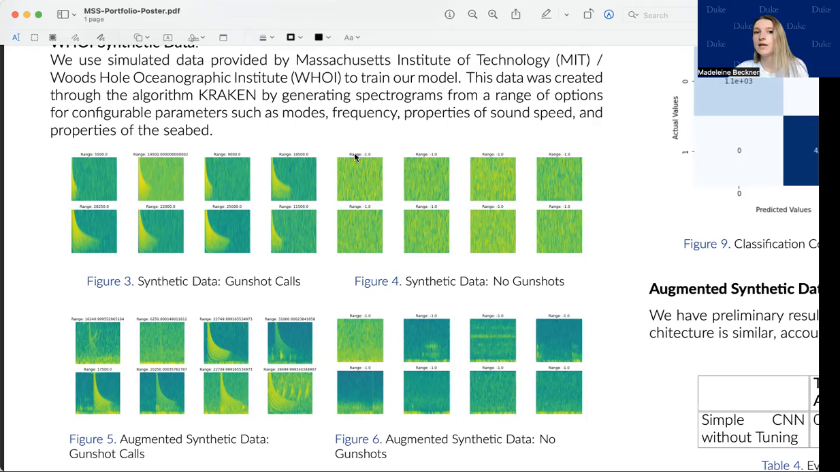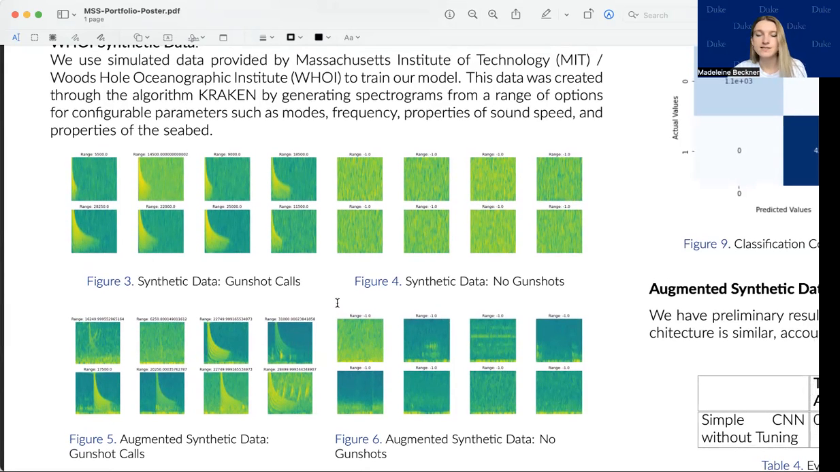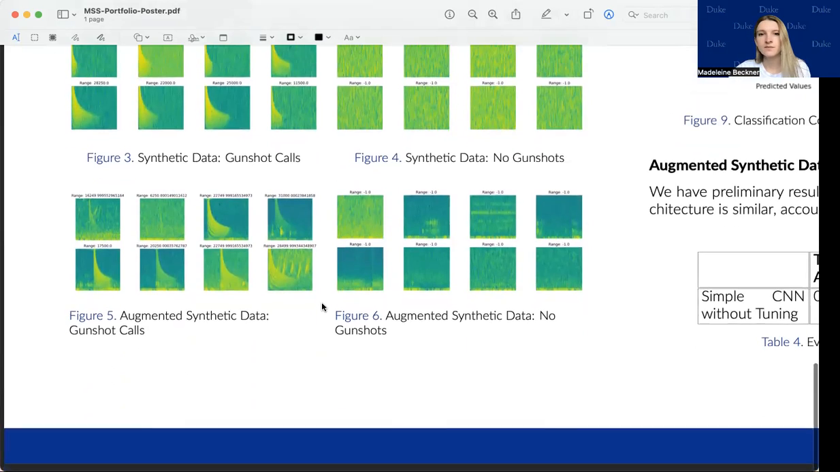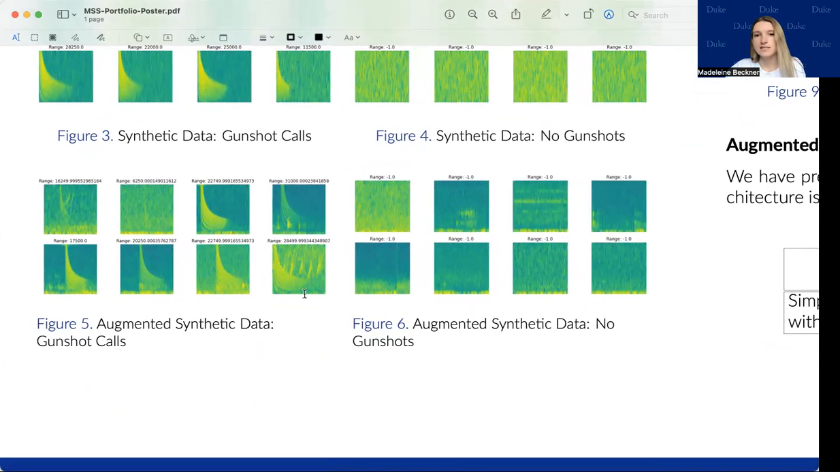The main issue with this is that it's not going to be able to capture the chaos and random noise that's inherent to real ocean data. So if we train this model on this data and deploy it on real ocean data, we would not expect the model to perform well at all. We do have a second round of augmented synthetic data, which we ended up transferring all of our training to, because it's more realistic.